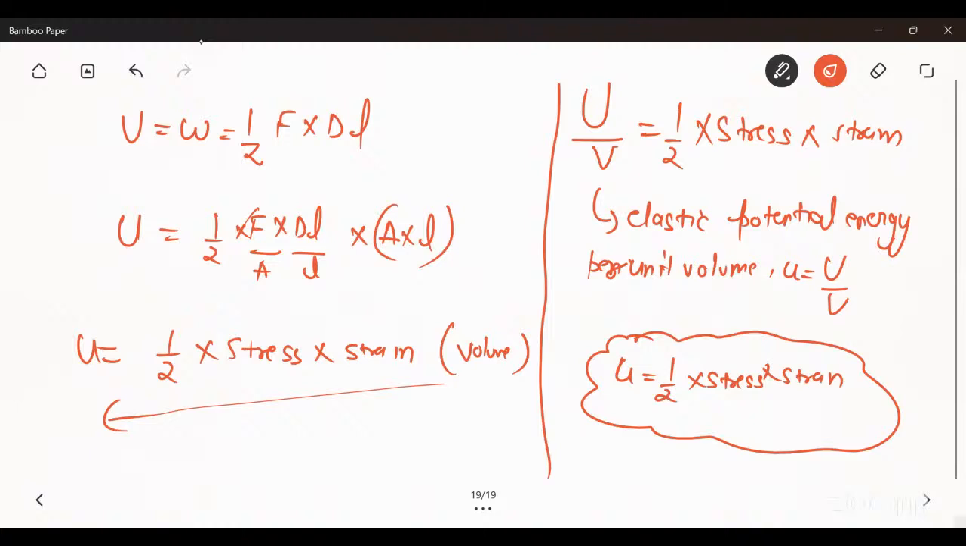Now I am discussing the previous year questions of Telangana. Firstly, I will discuss the very short answer type questions.